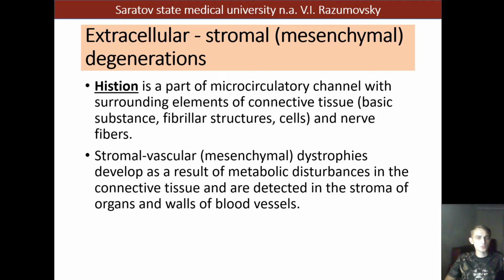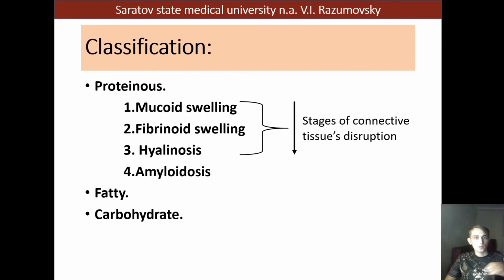Stromal vascular dystrophy develops as a result of metabolic disruption in the connective tissue and is detected in the stroma of organs and walls of blood vessels. Classification of this degeneration: by way of metabolism, they are protein, fatty, and carbohydrate.